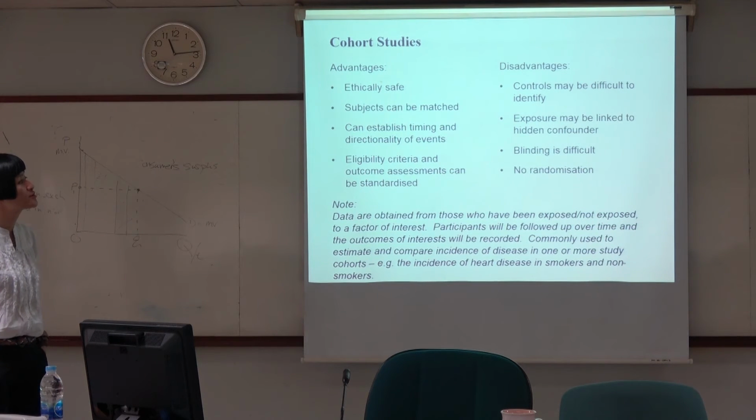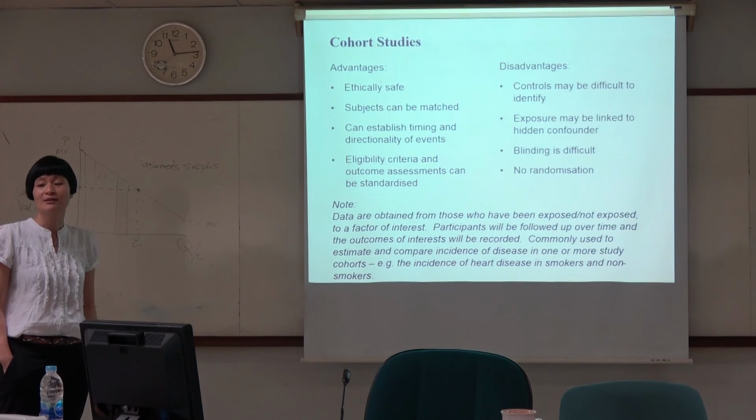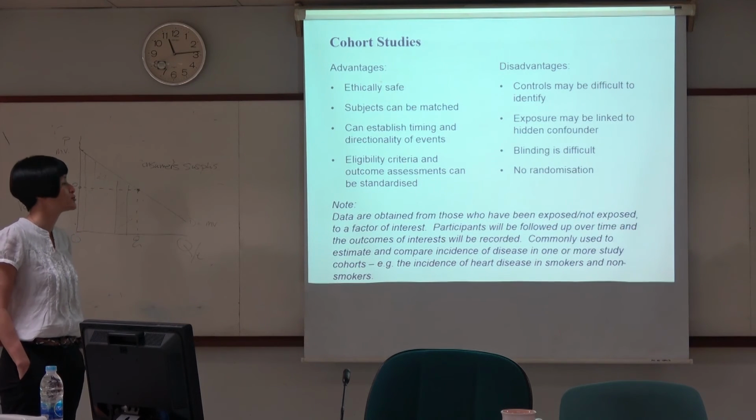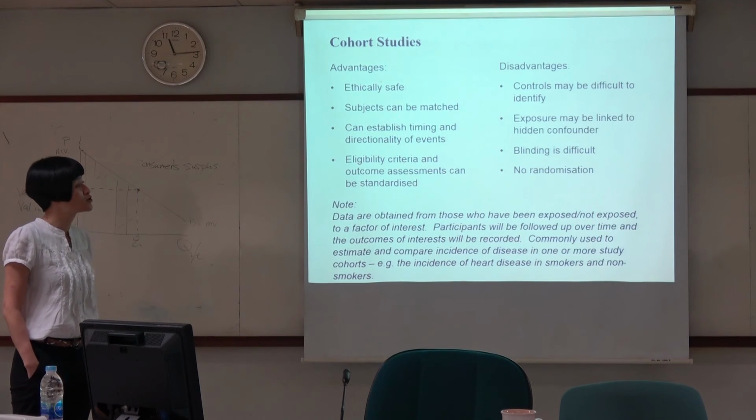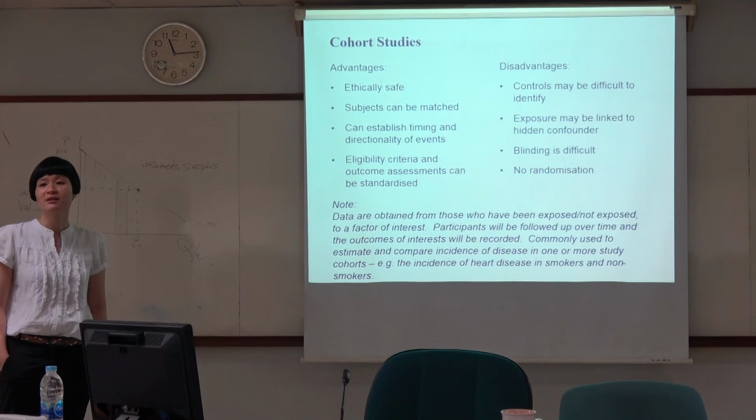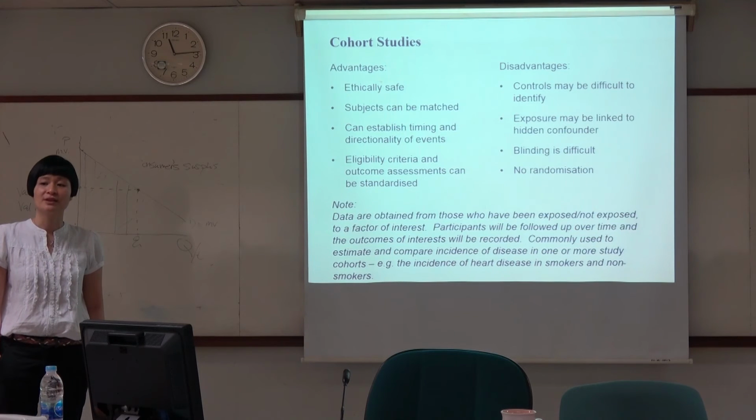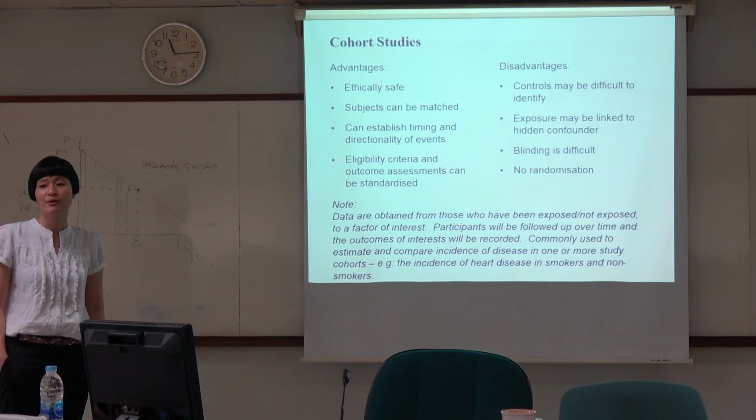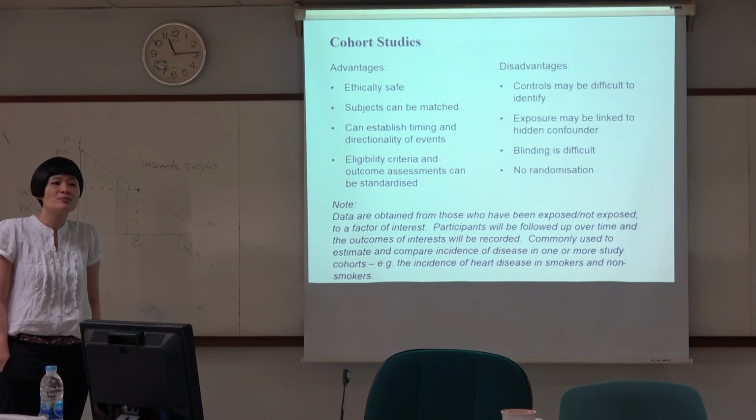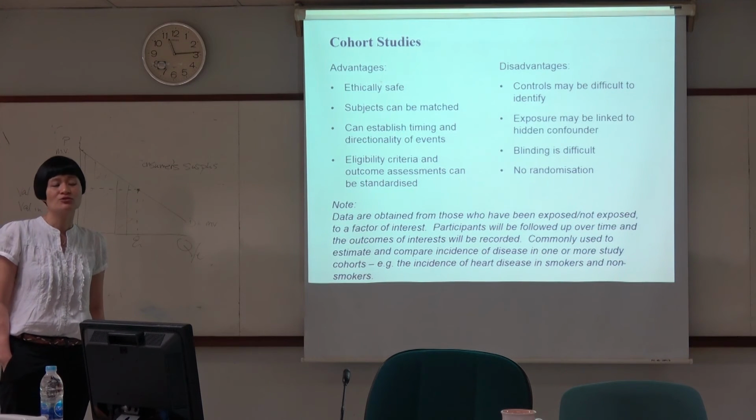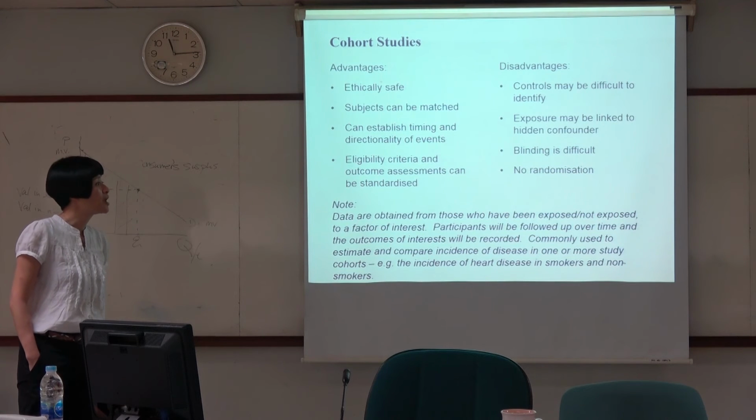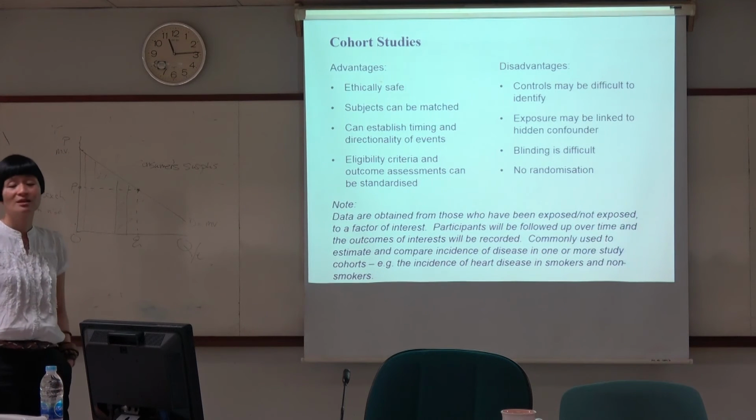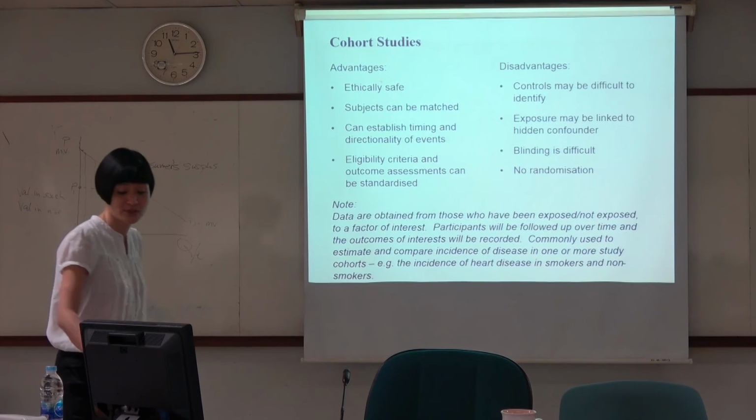Disadvantages are controls might be difficult to identify to match the cohort that you're interested in. And the other disadvantage is hidden confounding. Confounding is a huge issue in observational studies. There are lots of statistical techniques to adjust for confounding, but there are always unmeasured confounders that you can do very little about. And blinding is difficult, and typically there's no randomization with cohort studies or observational studies in general.